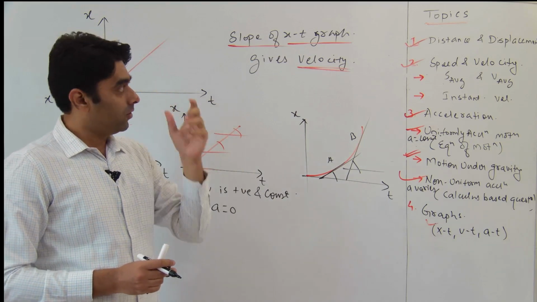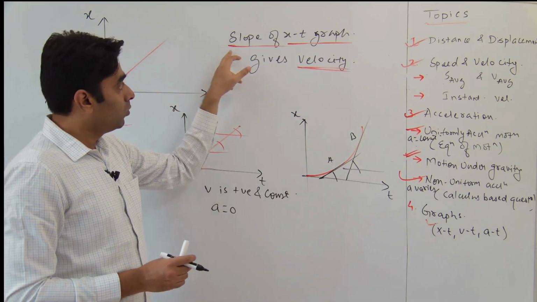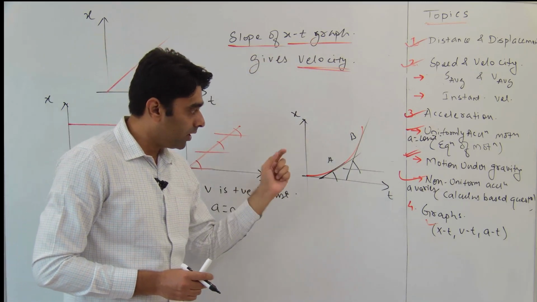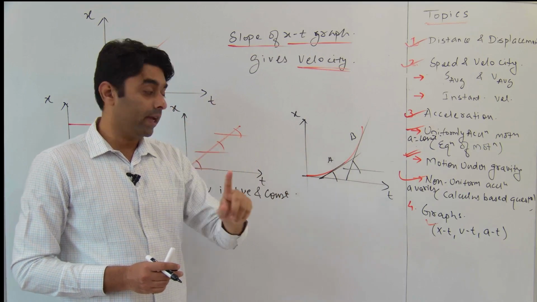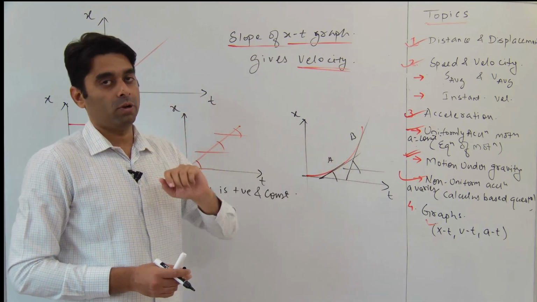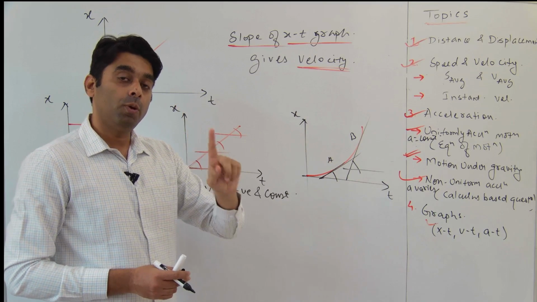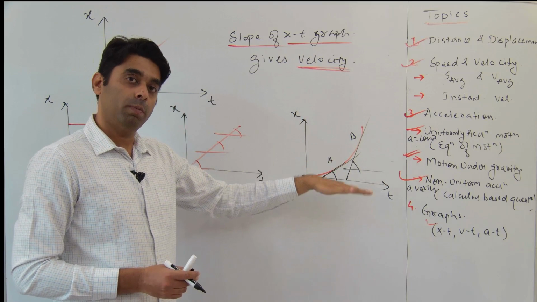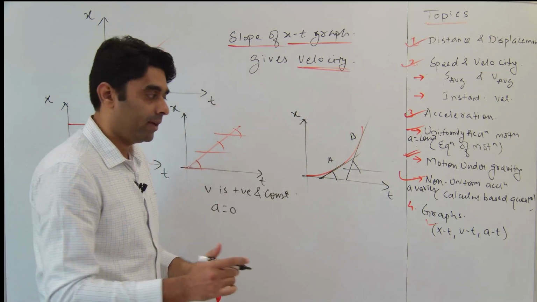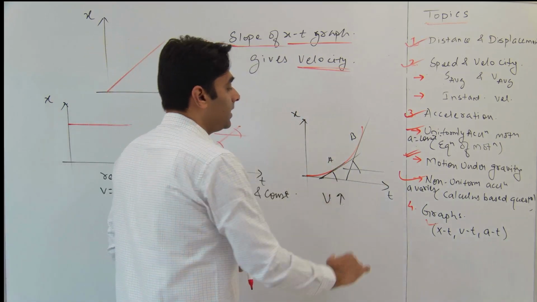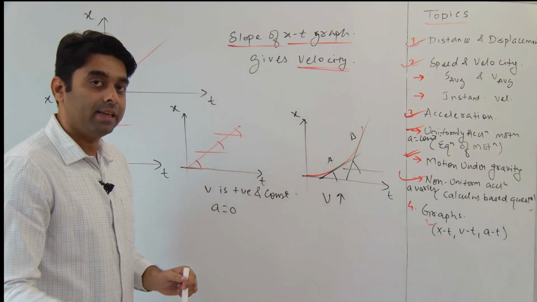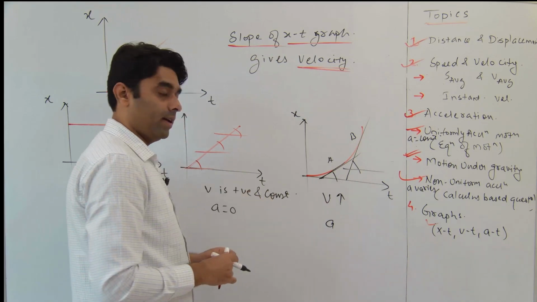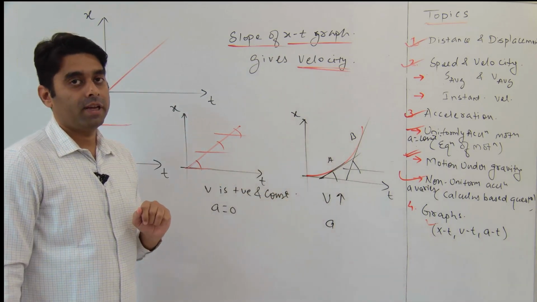Some information. First, what is our basic? Slope of the x-t graph gives velocity. So over here, first thing, is the slope positive or negative? Slope is positive. That means velocity is positive. Second thing, is the slope constant or changing? Slope is changing and slope is increasing. That implies your velocity is increasing. That implies acceleration is there. Right? This is the x-t graph that we have seen.